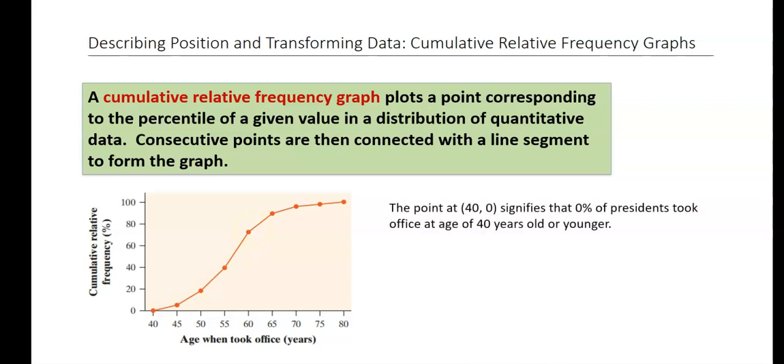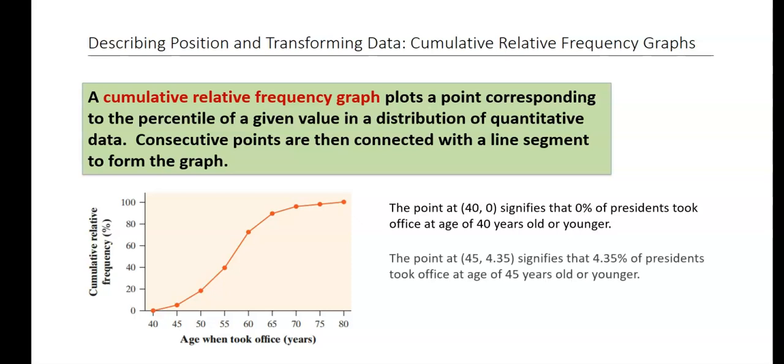So the point (40, 0), just to understand what those points mean. 40 is the age when a president took office. 0 signifies 0% of presidents took office at age 40 years old or younger. So every president we've ever elected has been more than 40 years old. It's kind of interesting.